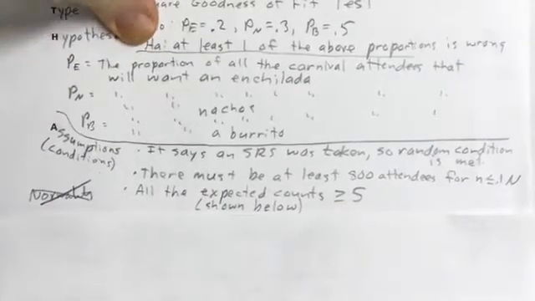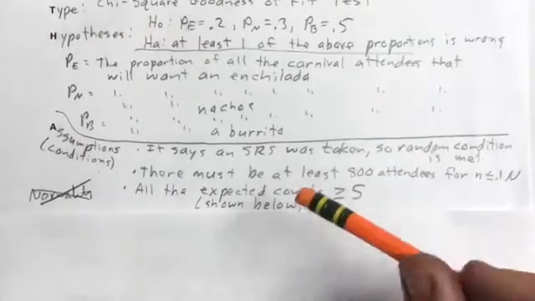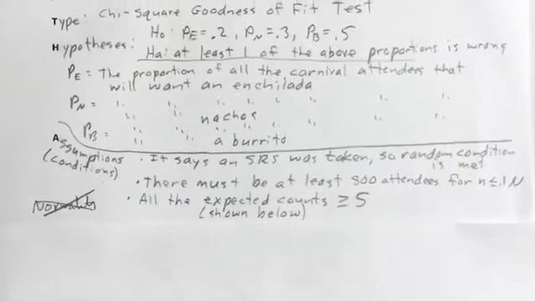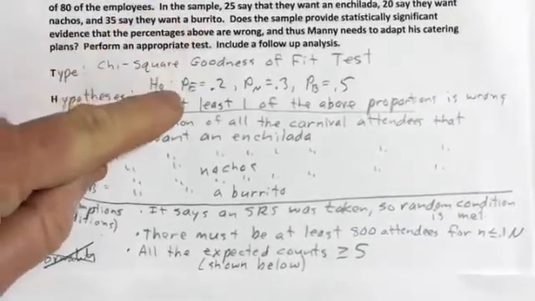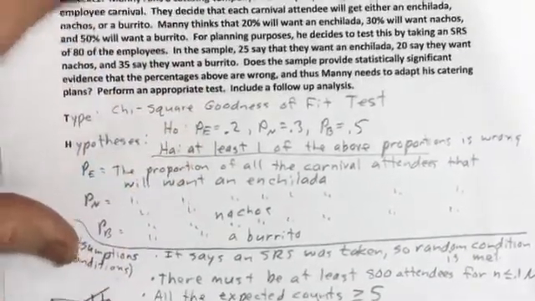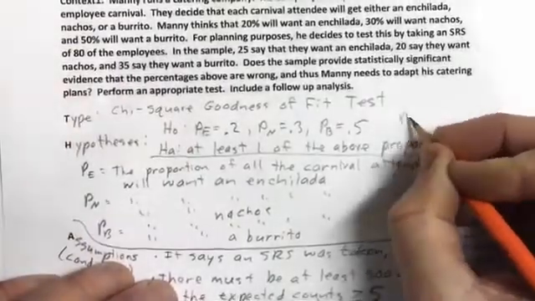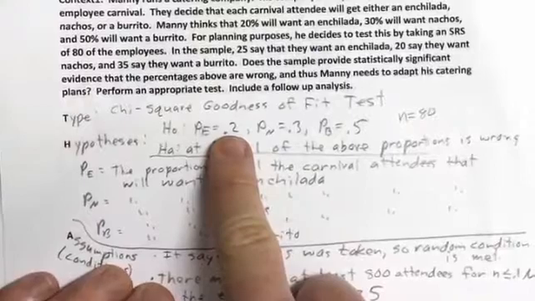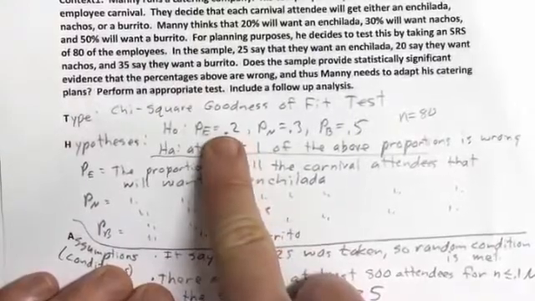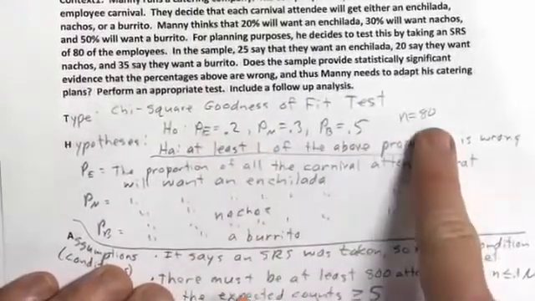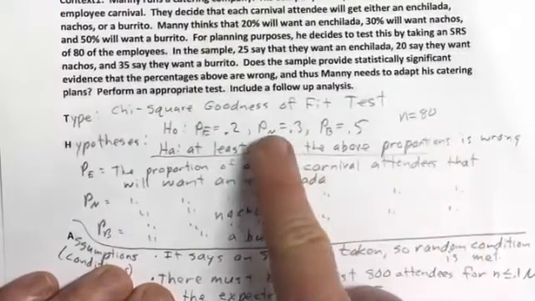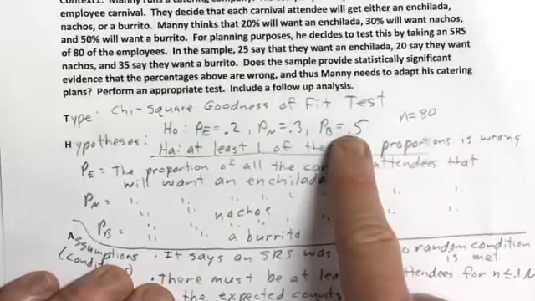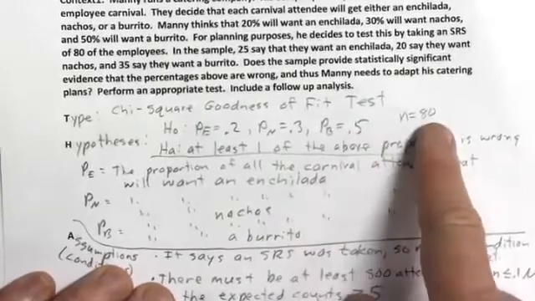So how do you find the expected counts? Well, the expected counts are going to be the expected number in each category if the null was true. Our sample size is 80, so our N is equal to 80. If we're expecting 20% enchiladas, our expected count for enchilada is just 0.2 times 80, which would be 16. The expected number of nachos is 0.3 times 80, which is 24. And the expected number of burritos would be 0.5 times 80, which is 40.